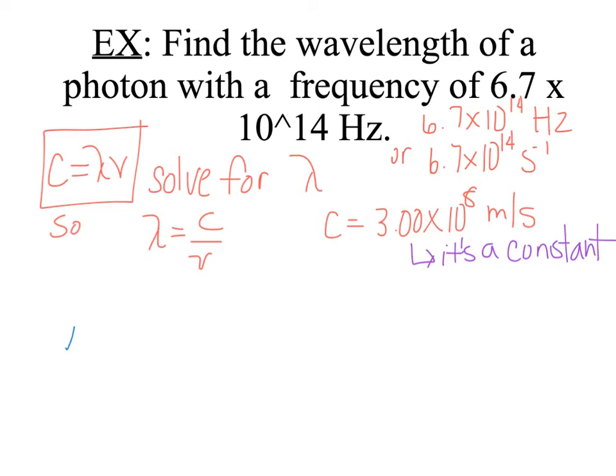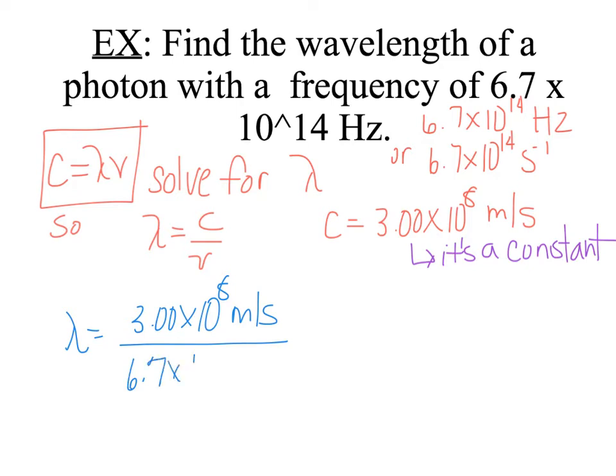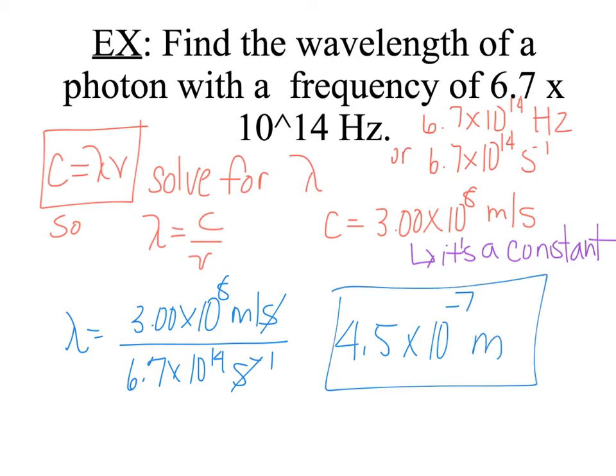So we're going to say wavelength is equal to 3.00 times 10 to the 8th meters per second, and we're going to divide that by 6.7 times 10 to the 14th seconds to the minus 1. And in this case, our seconds are going to cancel out. So pause the video, put this in your calculator, and see if you come up with the right answer. The right answer, if you did it correctly, should be 4.5 times 10 to the negative 7 meters. And let's double check. We need 2 significant figures because we have 2 here, so we make sure we put our answer in 2 sig figs.